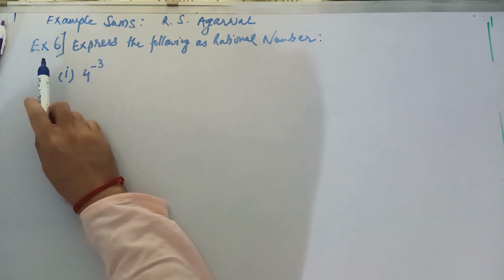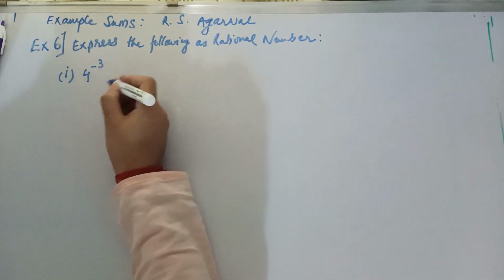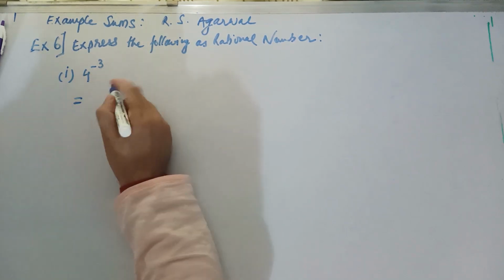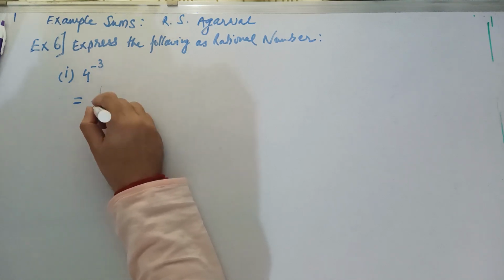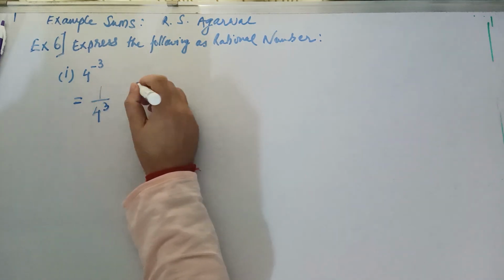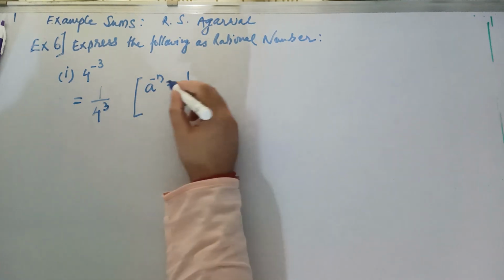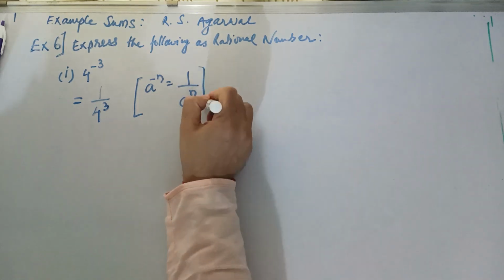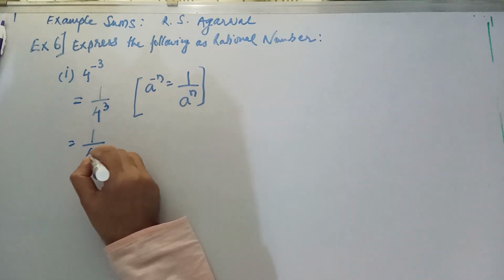So this is example number 6. Express the following as rational numbers. The question is 4 raised to minus 3. So this can be written directly as 1 upon 4 cubed, because the power has a negative sign, so we bring this entire thing in the denominator and the sign of the power will change. Which law are we using here? a raised to minus n is equal to 1 upon a raised to n. This is the law that we are using. Now we have to solve it as a rational number. This will give you 1 upon 64.